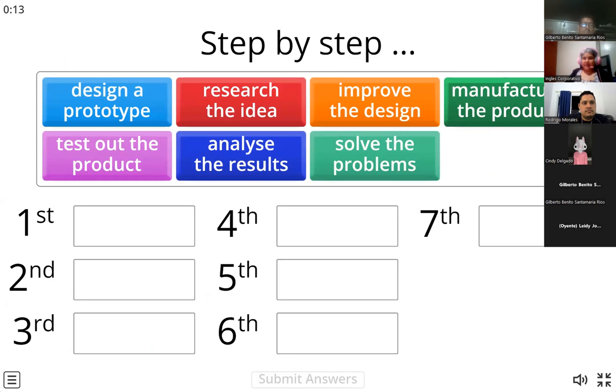So, Gilberto, which one do you think is the first one? So we have: design a prototype, test out the product, research the idea, analyze the results, improve the design, solve the problems, manufacture the product. Which one do you think is the first one? I think, teacher, test out the product is number one. Okay, what is the first one? Sorry. Test out the product.